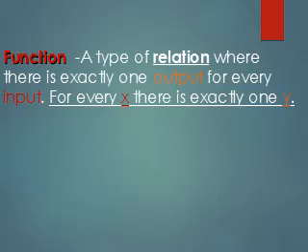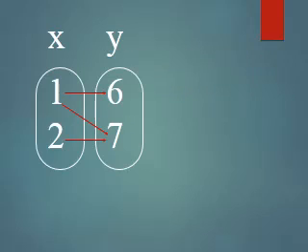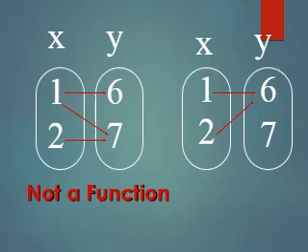As I said before, a function is a type of relation where there's exactly one output for every input. So if you have an input, it should go to an output. I will use the graph to make you see. Here we have x: for x equals 1, y equals 6, and also for x equals 1, y equals 7. For x equals 2, y equals 7. Is this a function? This is not a function.